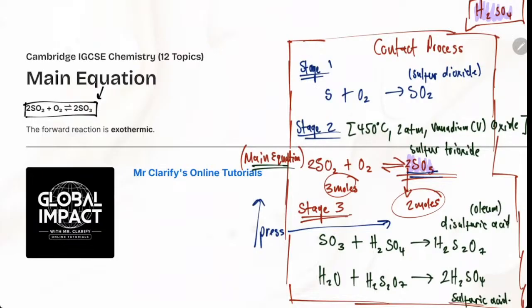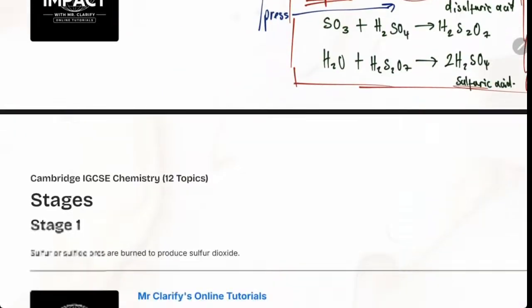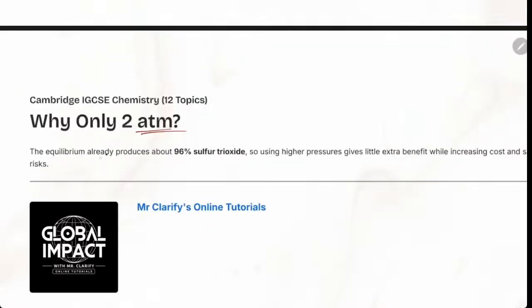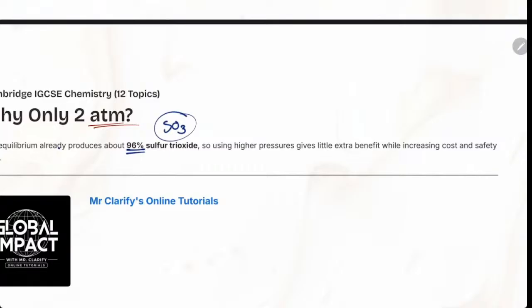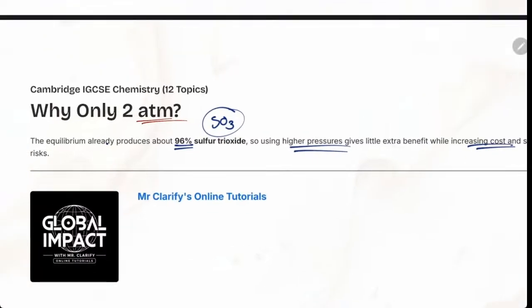Let me see where I wrote it. Naturally, there's a lot of it here. At equilibrium, this is from an experiment they conducted. They saw that 96% of what is in your vessel will be already SO3, even at a low pressure. So high pressures don't really help us. We don't need them. We already have a lot of SO3. So it will just increase the cost and safety risks. So there is no need for high pressure in the contact process. You should say that, and you'll be done here.